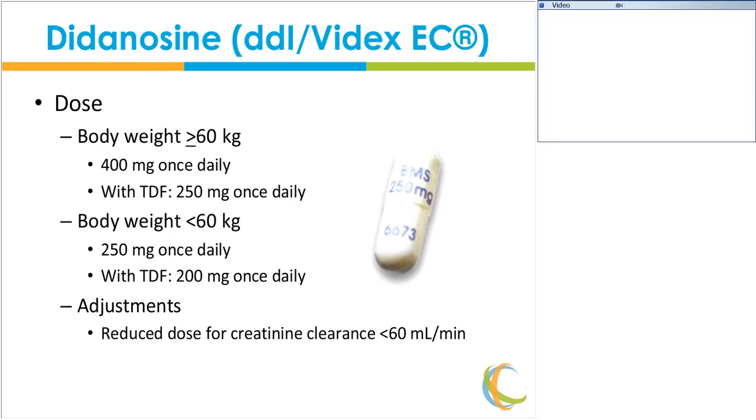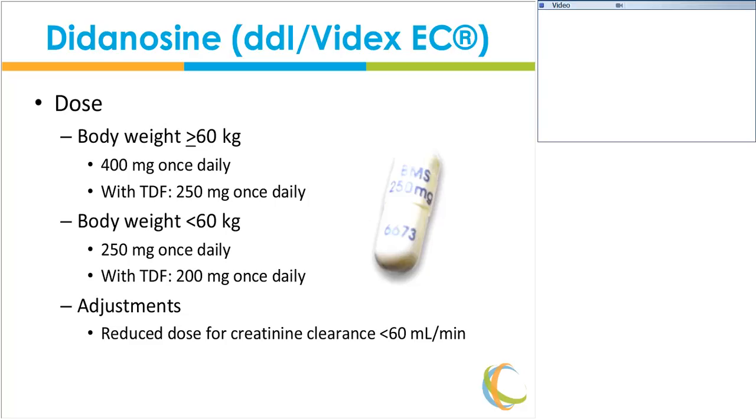Didanosine, also known as DDI or Videx, is a nucleoside analog of guanosine. This medication's dosing is weight-based. If a patient is greater than or equal to 60 kilograms in weight, the recommended dose is 400 milligrams daily. If it is co-administered with tenofovir, another NRTI, the dose is reduced to 250 milligrams daily. This is because tenofovir increases the levels of didanosine in vivo, therefore the dose adjustment is warranted.